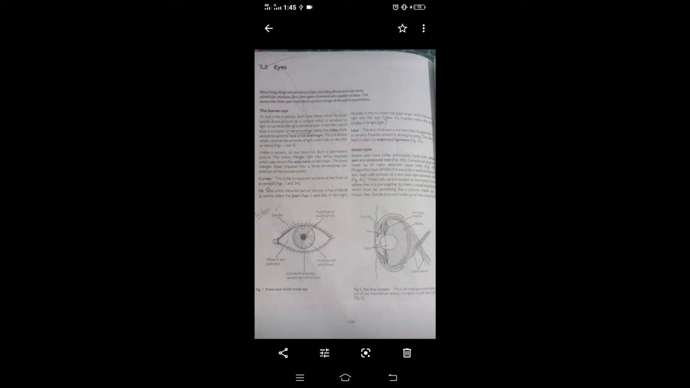An eye is like a camera. Both have lenses which focus an upside down picture on a surface which is sensitive to light. In cameras, the light sensitive layer is the film and in the eye it is a layer of nerve endings called the retina. Eyes and some cameras have an iris diaphragm. This is a device which controls the amount of light which falls on the film or retina.